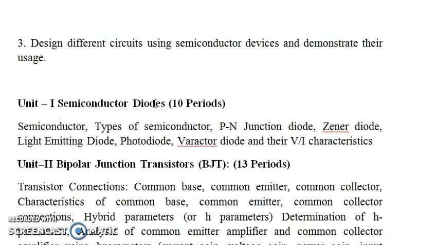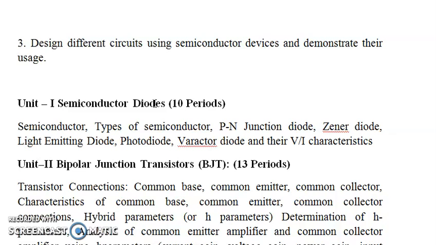And there are various types of semiconductors, depending upon the valency of the substance: P-type semiconductor and N-type semiconductor. P-type semiconductor contains majority carriers as holes, and the N-type semiconductor contains majority carriers as electrons.